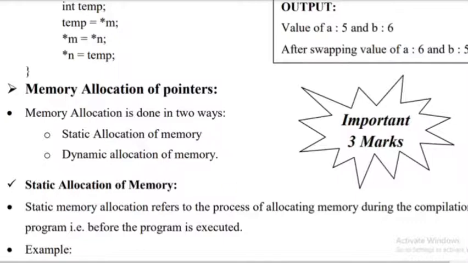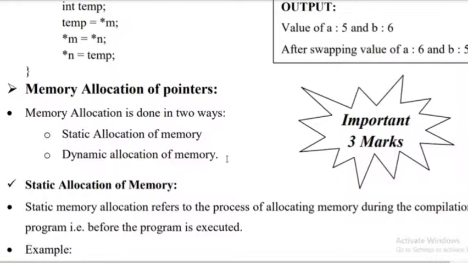For a pointer also we need some memory allocation. As you all know, a pointer is also a kind of variable, right? For that we need a memory allocation, and that memory allocation can be done in two ways. This topic is very important for 3 marks in your exam. So what is memory allocation of a pointer?